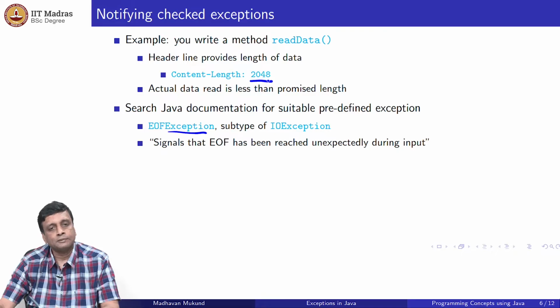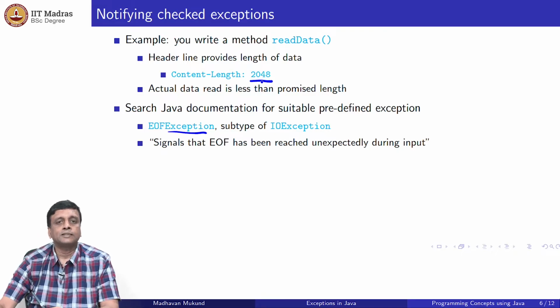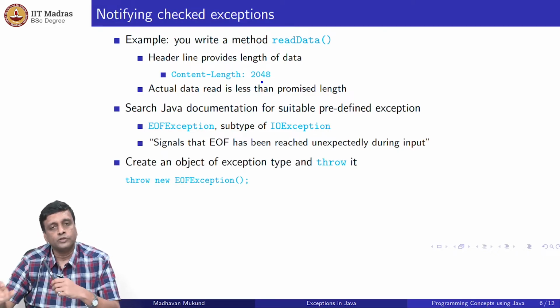So now this is an exception class. So remember that an exception itself is an object. So what you do is you create a new object of this type and throw it. You say throw, so throw is the command, and the argument that you pass the command is a new exception object, new EOFException.